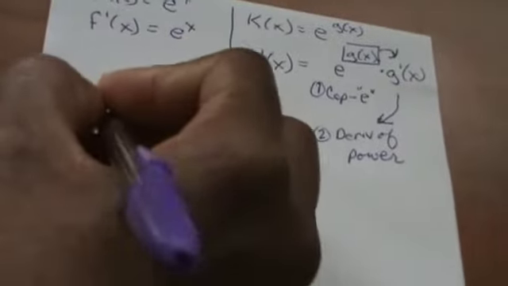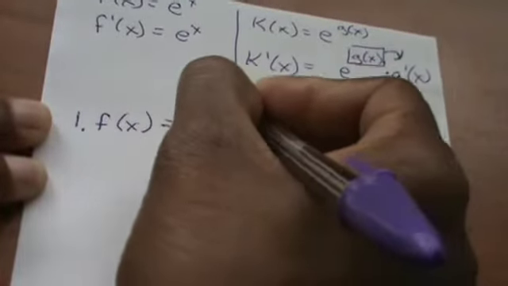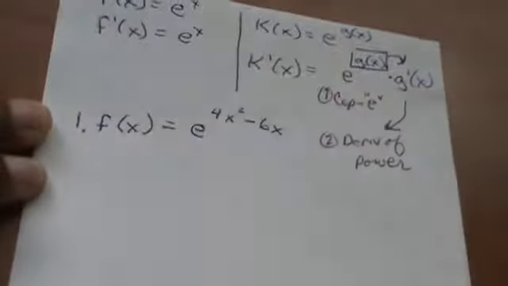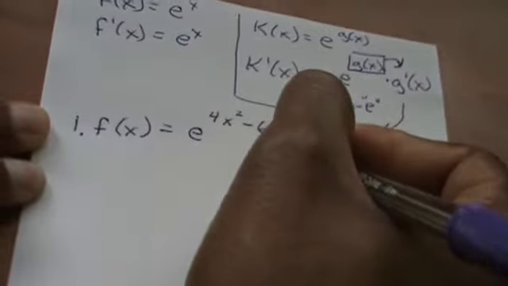All right, so I'm going to do the problems that are on page 3 of your notes, and I'll just go through. Okay, so for number 1, it says f of x equals e to the 4x squared minus 6x.